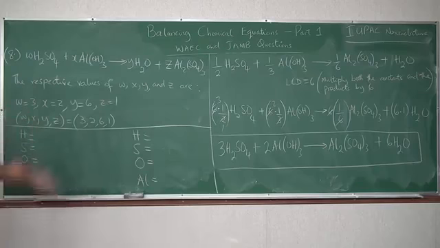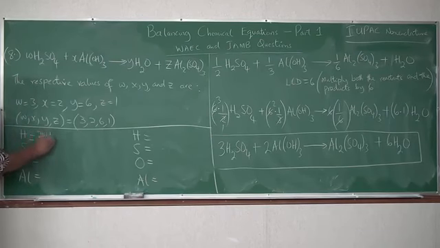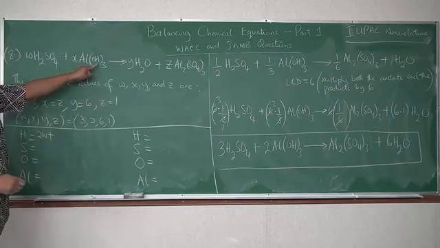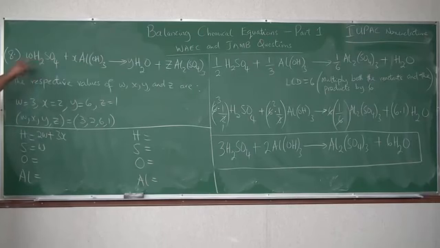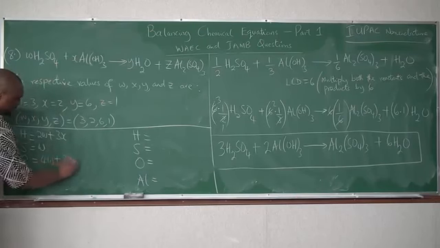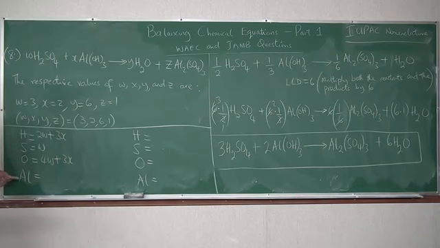You know, this is mathematics. Mathematics, no problem. So hydrogen here will be 2W, 2W plus, here hydrogen is 3, 3X. 2W plus 3X. Sulfur here will be W. One times W, and that is W. Oxygen will be 4 times W, 4W plus 3X. Aluminium will be 1 times X, X. See that? Okay?